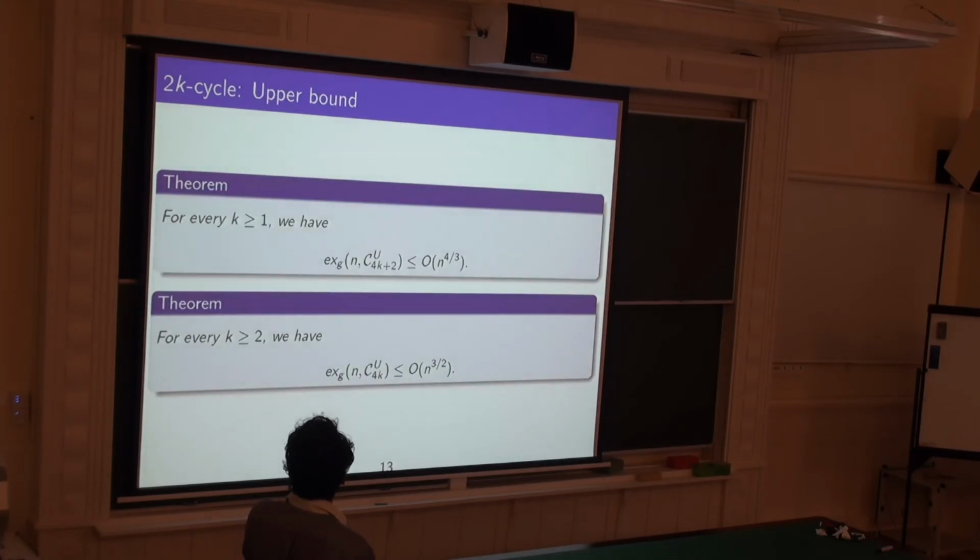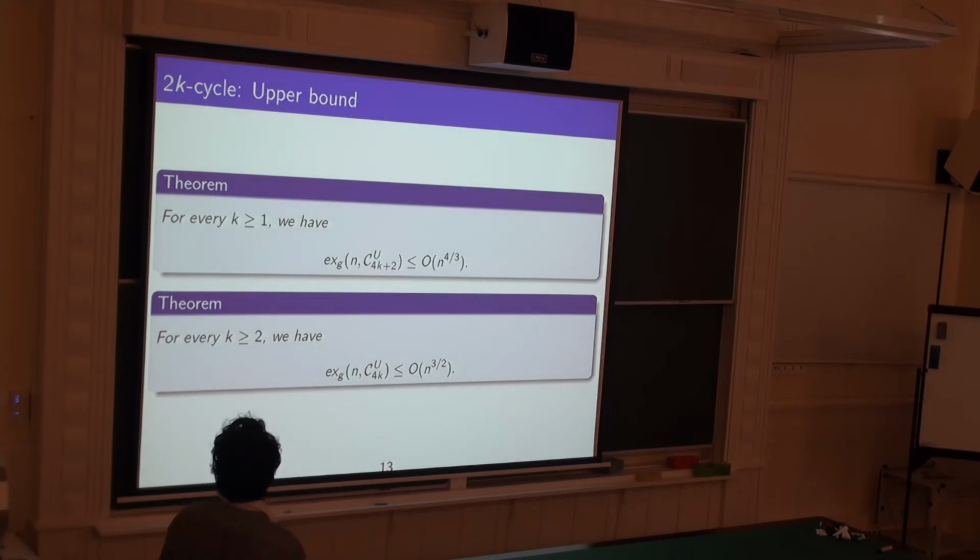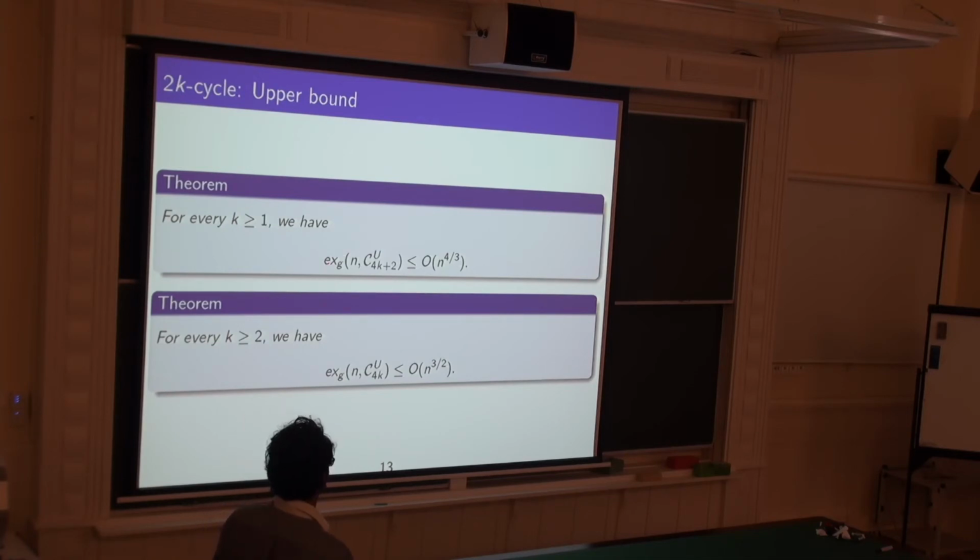Okay, so upper bound. This is a general lower bound, and for the upper bound, we have a slightly better result if the parity is 4k plus 2, and if it is not 4k plus 2, but 4k, then we have n to the 3/2. So I'll show the proof of this one for 4k plus 2.